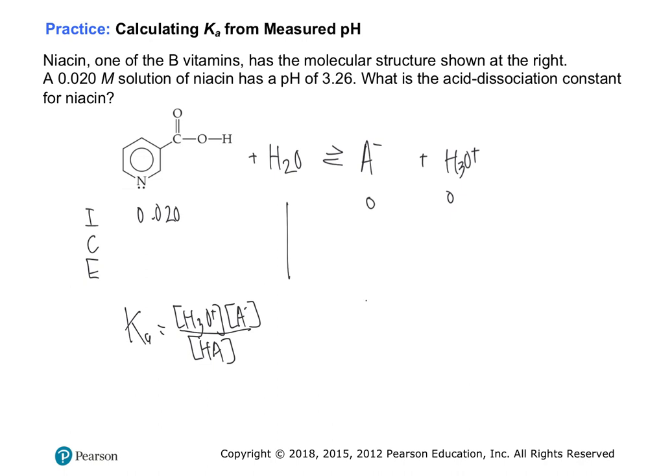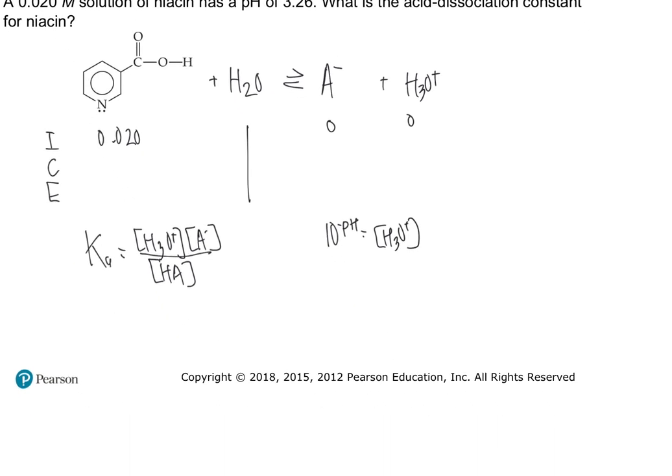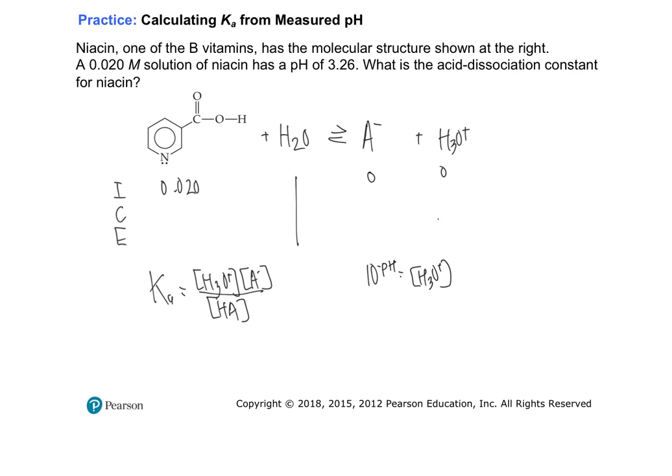And so then I have a pH of 3.6. So once again, I could do pH equals, nope, I lied. We're going to do 10 to the negative pH equals hydronium. So I'll do 10 to the negative 3.26, and I get 5.5 times 10 to the negative 4 molar, and that is my change.